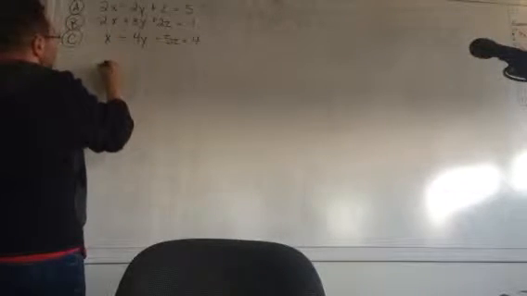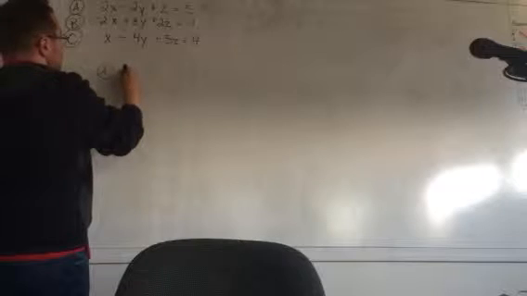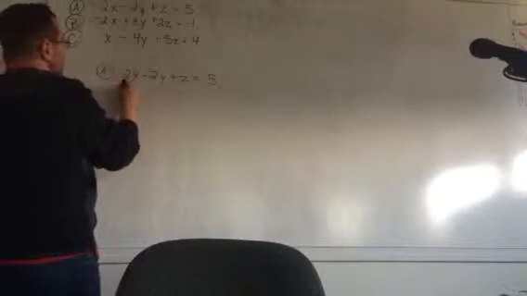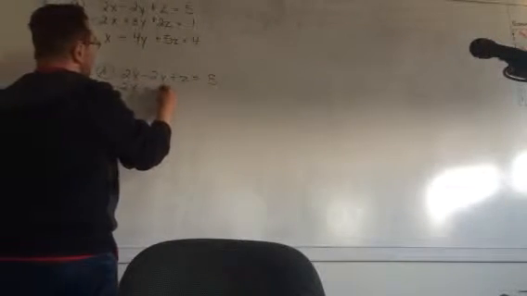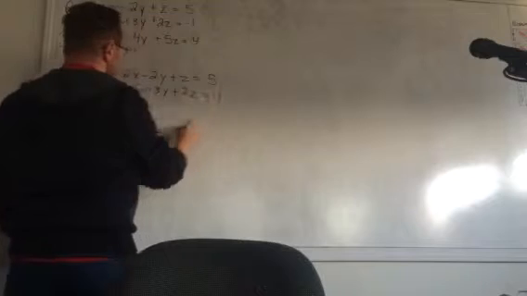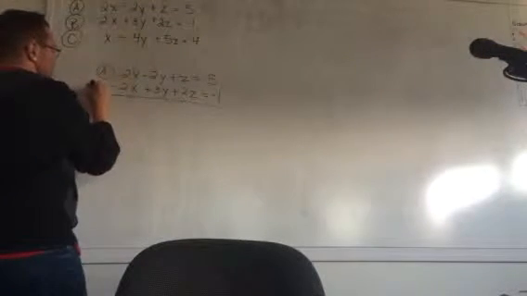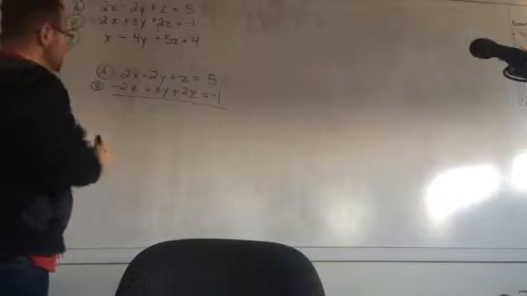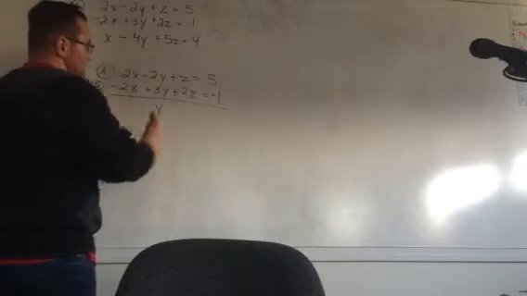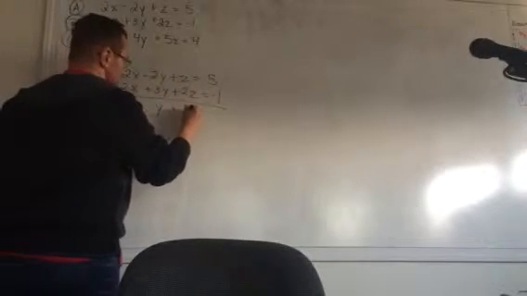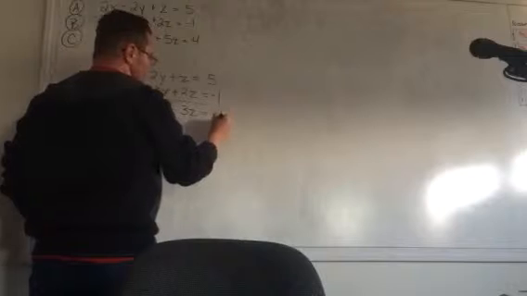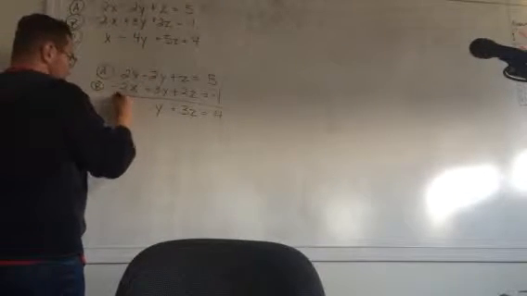So what I'm going to do is rewrite A as 2x minus 2y plus z equals 5, and negative 2x plus 3y plus 2z equals negative 1. So I'll label that B. First off, I see these are opposites, so they cancel. And so then I have negative 2y plus 3y is y, and z plus 2z is 3z, and 5 minus 1 equals 4. Now I have an equation I'm going to label D.